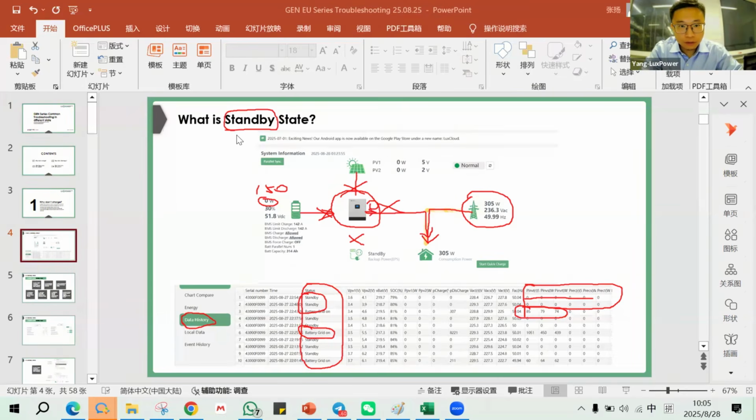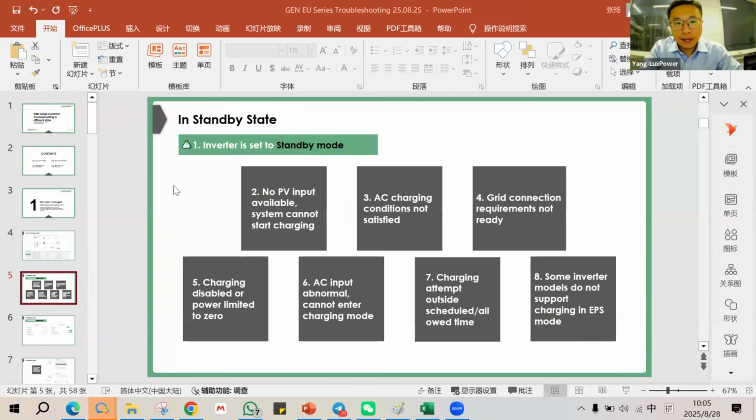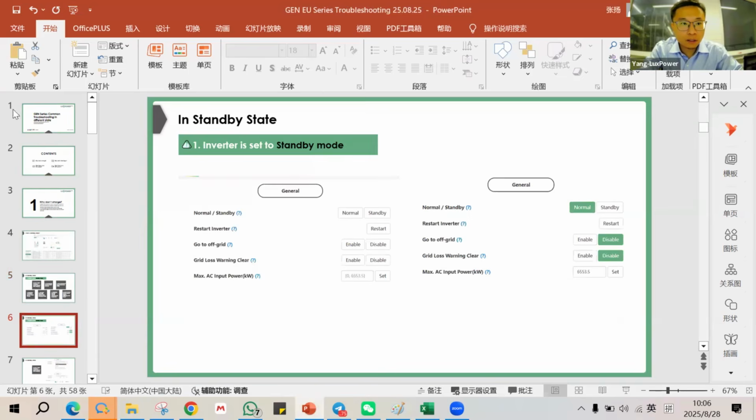This topic will talk about why, in standby mode, the battery is not charging. There will be at least 8 reasons for that. First of all, and most important, the client or the inverter was set to standby mode. You will see here it is activated, and that will be the reason. What you do is very easy: you just change it to normal. Then your inverter will work, and it will take the charging and take load, if you have PVs, of course.